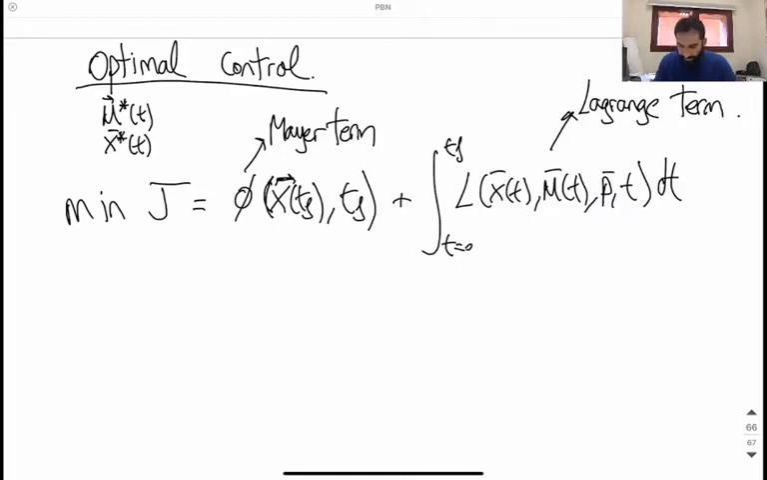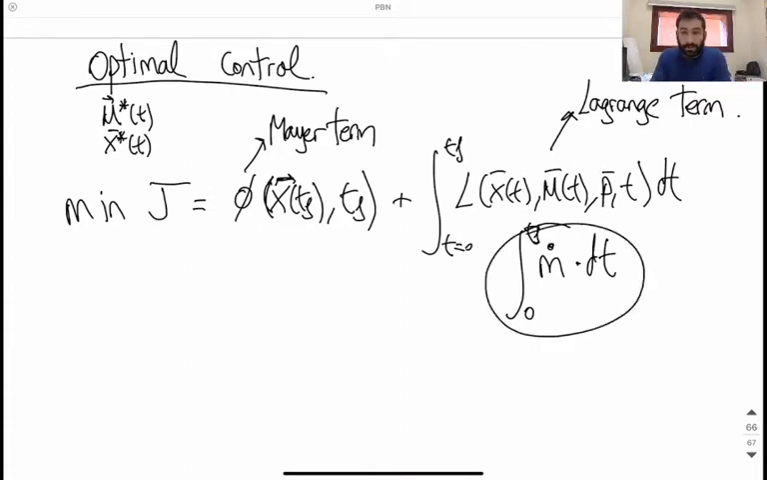For instance, if I want to minimize the fuel consumption over time, I would be including here the fuel burn, right? The fuel flow dt, integrating it from 0 to a given time. If I take the integral of this, I get kilograms of fuel that I want to minimize. Just an example.